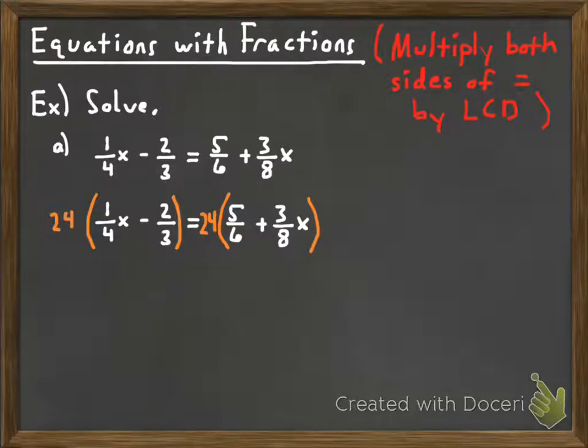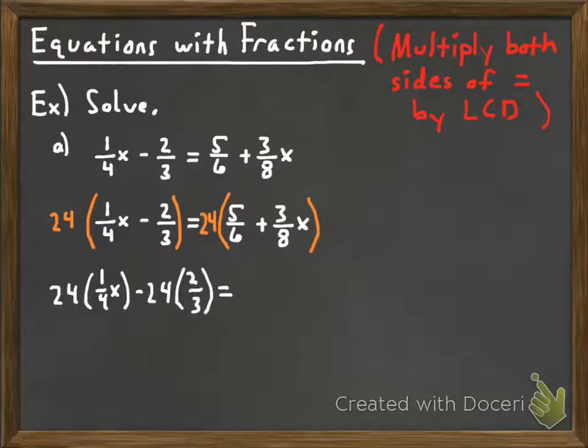And so from here, how do we proceed? Well, what's going to happen then is we're going to use the distributive property. We're going to have to multiply 24 times a fourth x and 24 times negative 2/3, and then we'll do the similar thing on the right side of the equation. Now I'm going to write this out in more detail than you have to. Alright, there's me distributing the 24 on the left side of the equation, and I'll do the same thing on the right side of the equation.